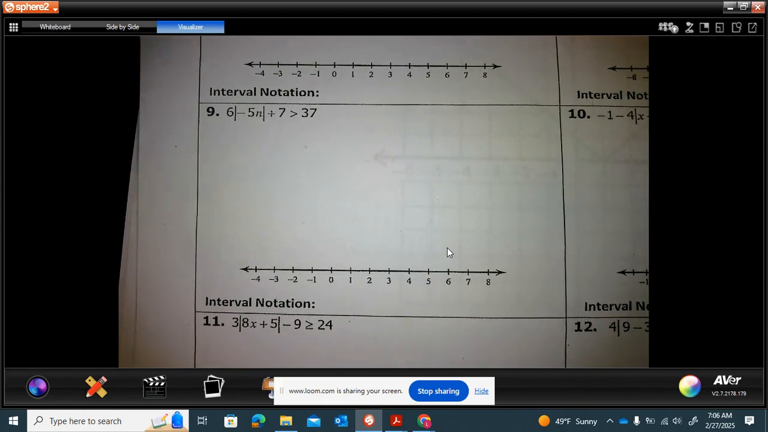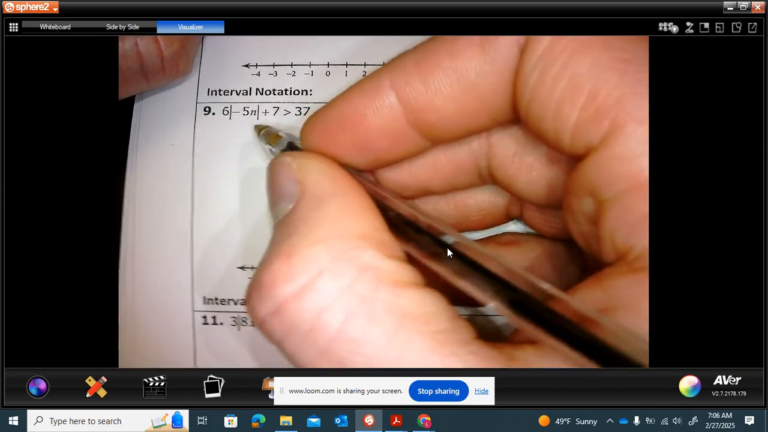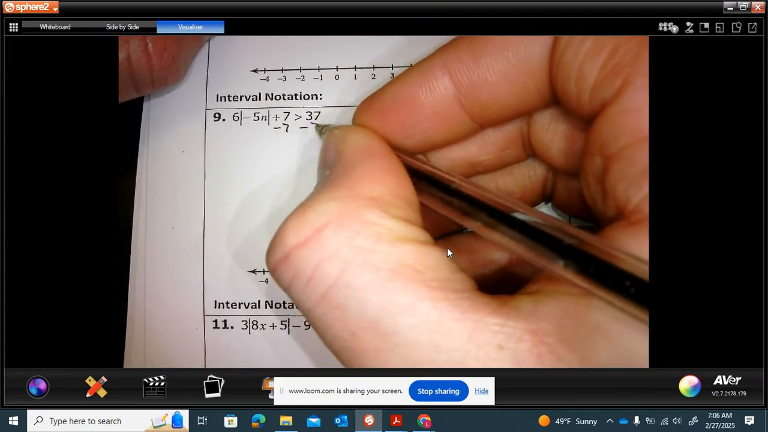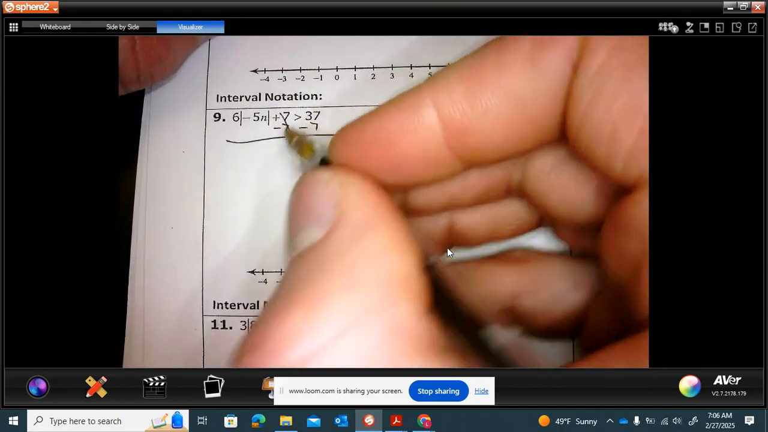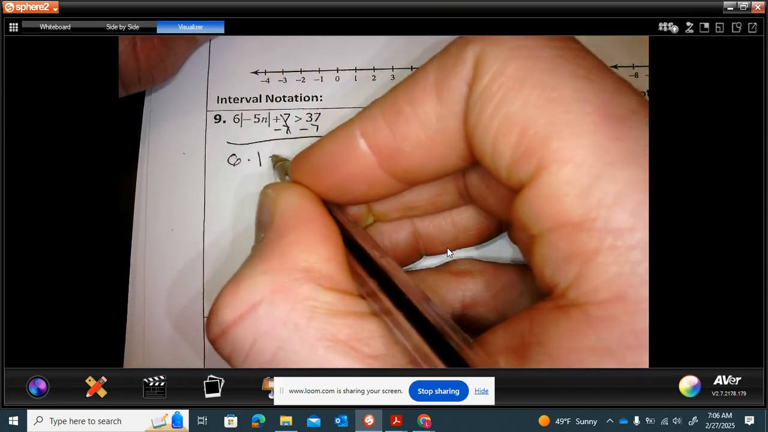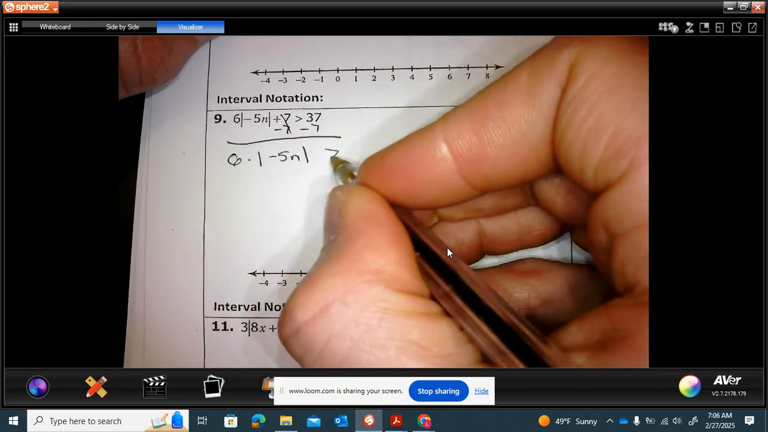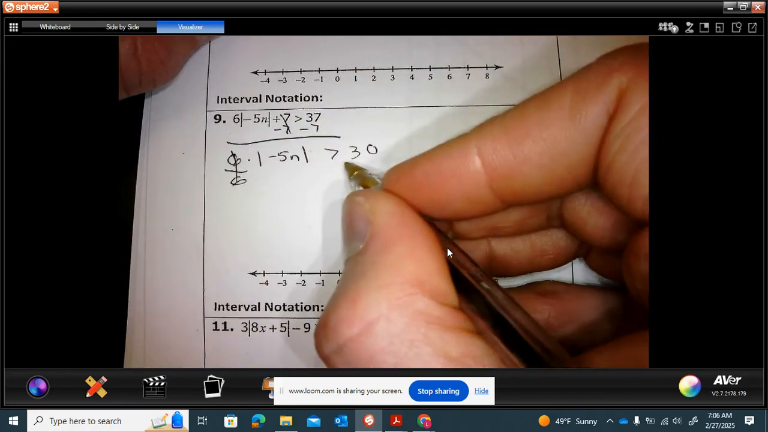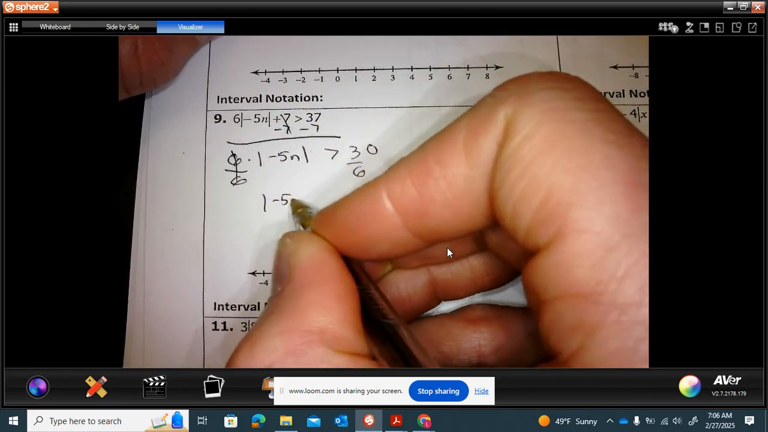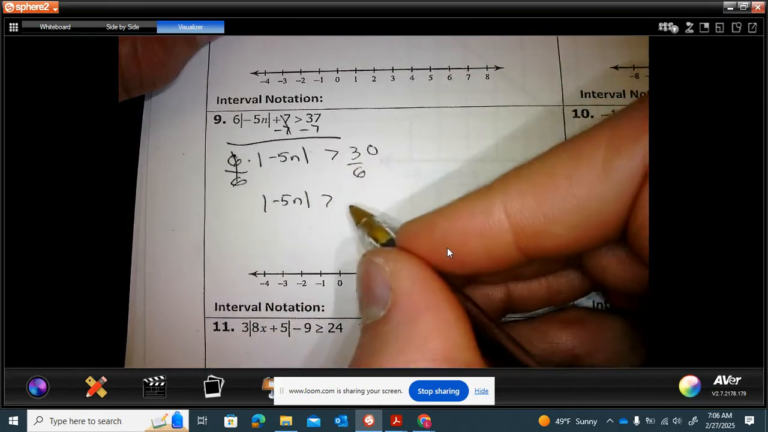Before you could determine if it's an and or if it's an or, you have to first get the absolute value by itself. Just like we were solving an absolute value equation, you have to isolate the absolute value. So I can't determine what it is just yet. I have to first subtract 7 and then divide by 6. So I have 6 times the absolute value of negative 5n greater than 37 minus 7 is 30. I divide by 6, and I'm left with negative 5n greater than 5.